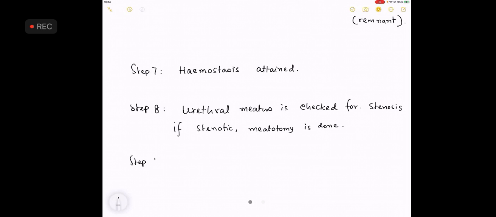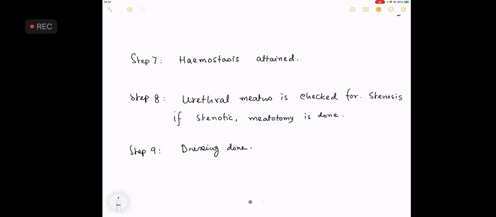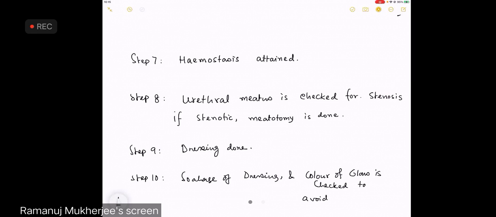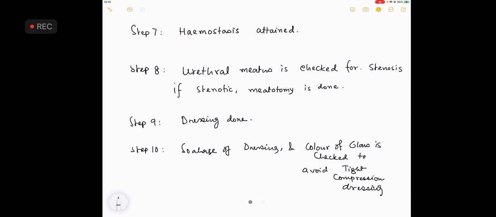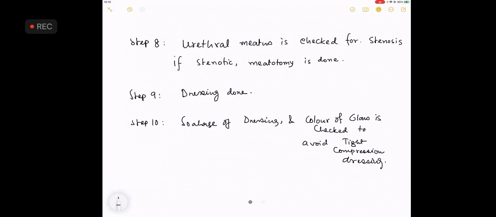Step 9, dressings are done. Okay. So please remember that. Step 10, again, soakage of dressing and color of glands is checked to avoid tight compression dressing. So this is all things that are important. Completed? Done, sir.